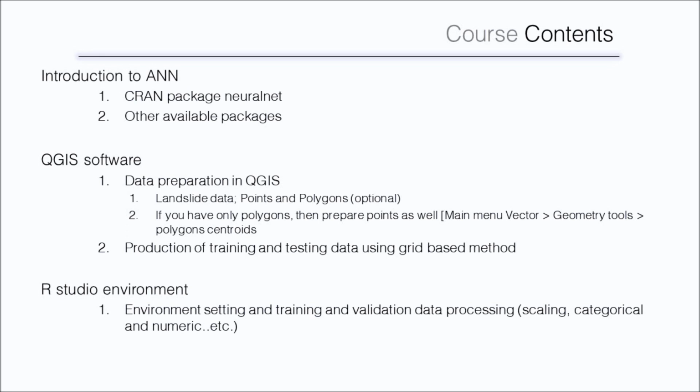When we move to RStudio, we make the environment settings and import the training and validation data. We do the scaling for the continuous data. With the categorical data, like aspects, land use, and land cover, we need to convert those data from categorical to numeric. I will show you in the code how to convert them.